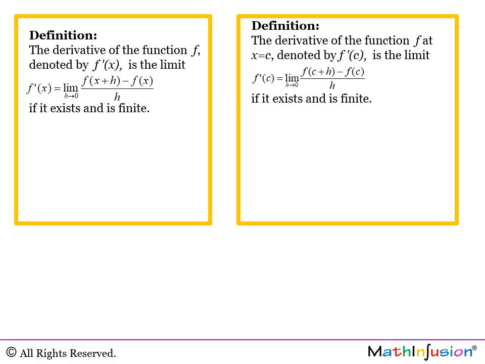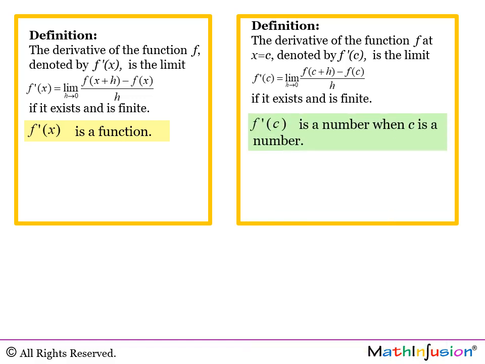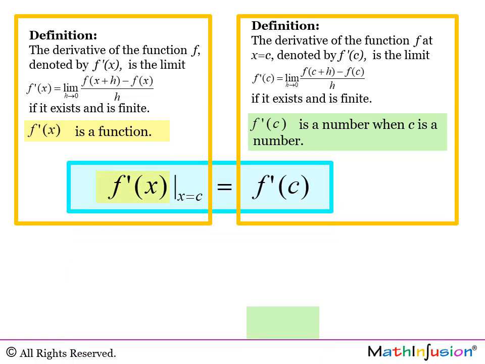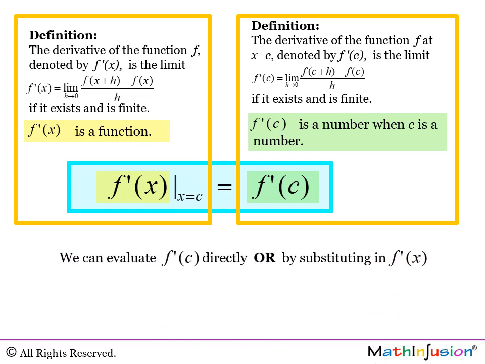Let's see now what is the connection between those two definitions. So we also realize that here we're getting a function, because the limit is with respect to h, not x. And here we get a number when c is a number. And here's the connection. If you take this function and you substitute x equals c, you will get f prime of c. It means that we can evaluate f prime of c when c is a number directly or by substituting in the derivative of the function f(x).